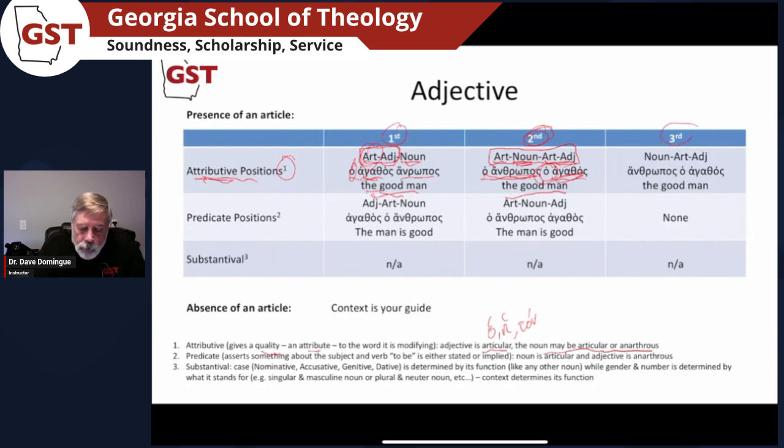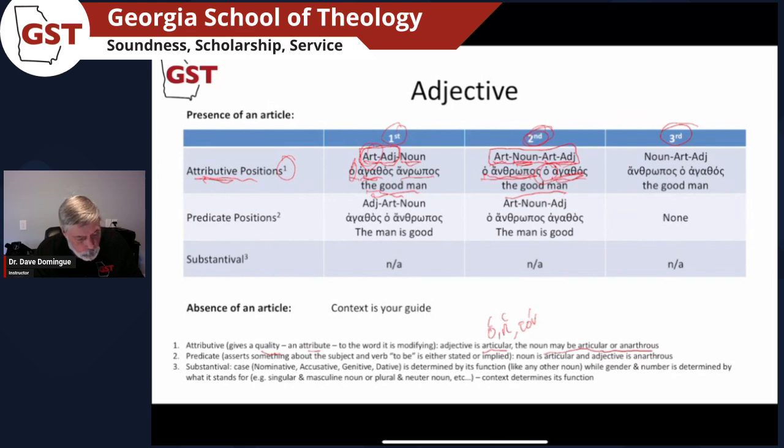There's a third position for attributive, and I think the book has that later on. I don't believe there's any New Testament usages or examples of a third position. I don't believe, or if there are, they're very few or very rare. So let me see what page that is. I don't see the page. I don't see it in my notes here.